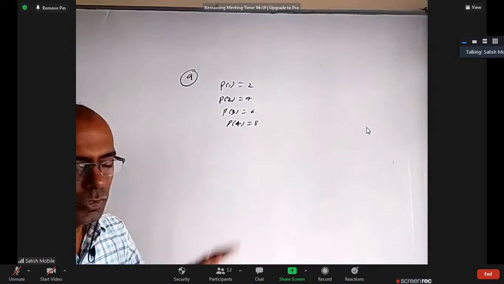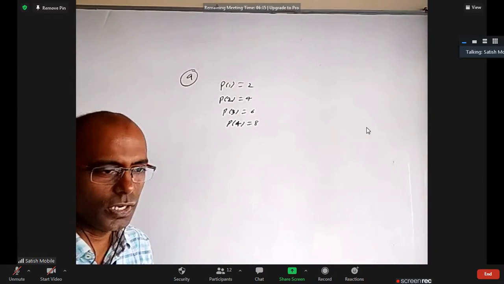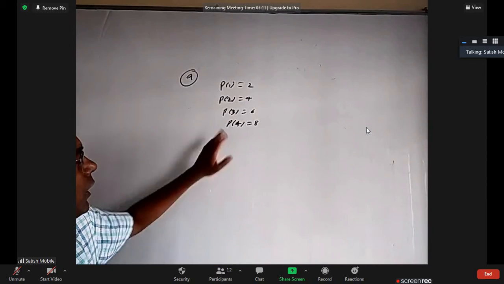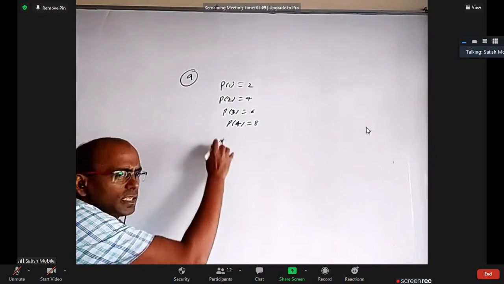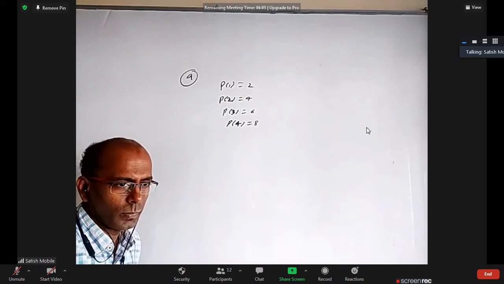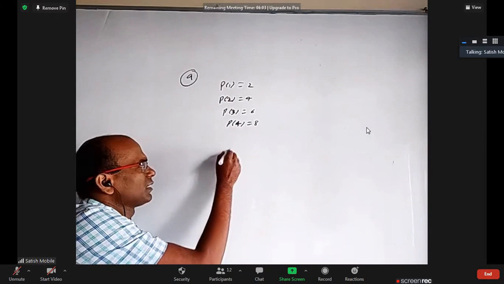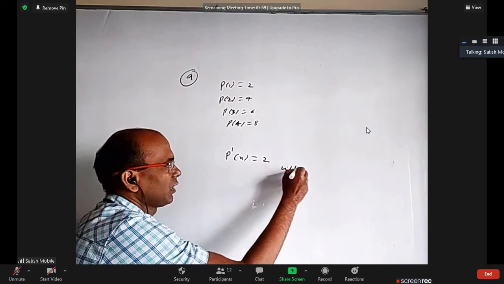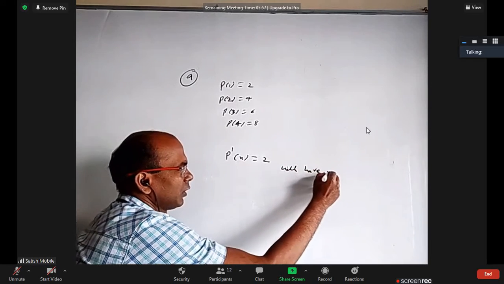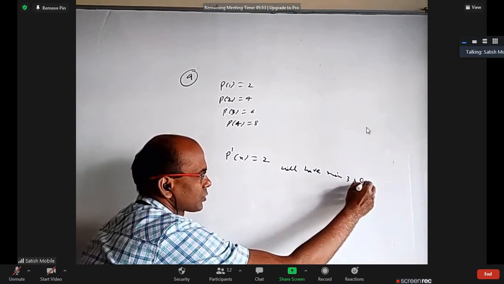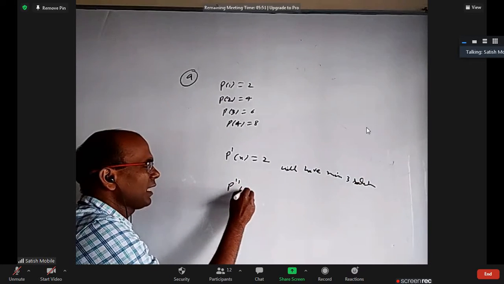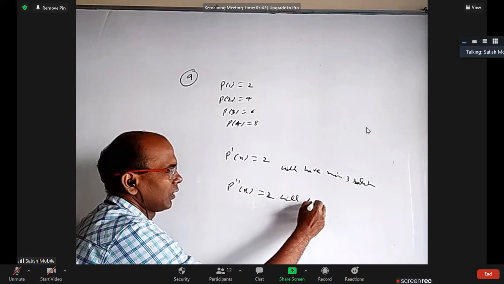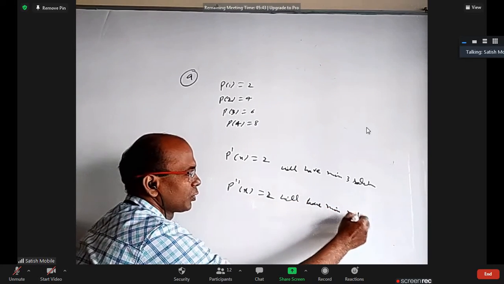But anyway, I'll tell you a question. It is actually coming in application of derivatives, which is not yet over for you, but still it is a good question. That's why I'm asking. For this, there is a polynomial with this data. Then P dash x equal to 2 will have minimum 3 solutions. P double dash x equal to 2 will have minimum 2 solutions.